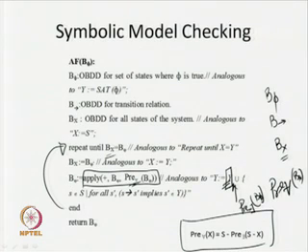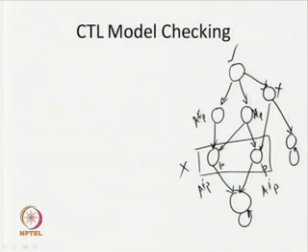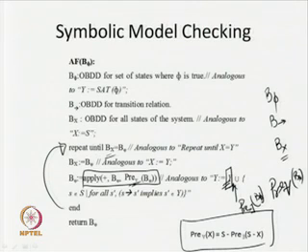If they are equal, then we will terminate. If it is not equal, that means you have added some new states. Like in this particular case, we have added some new states. Now, we have to check again the predecessors of those particular new states. So, we will again enter this particular procedure.